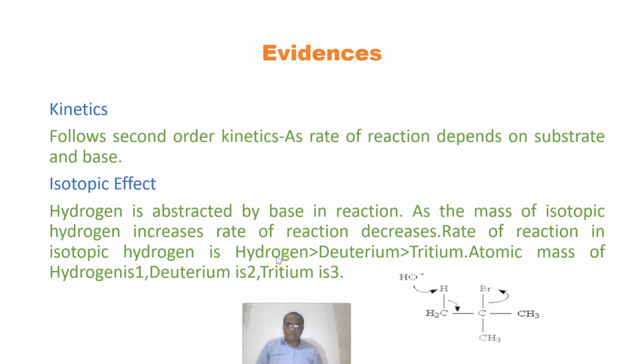Hydrogen isotopes are of three types: hydrogen, deuterium, and tritium, having mass numbers 1, 2, and 3 respectively. As the mass number of this hydrogen increases, the energy required for the base to abstract it increases. With mass number 1 it requires less energy, with mass number 2 a little more, and with mass number 3 a huge amount of energy. From this you can understand the isotopic effect.